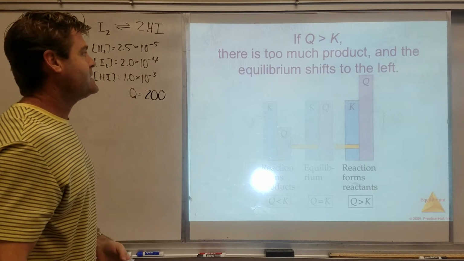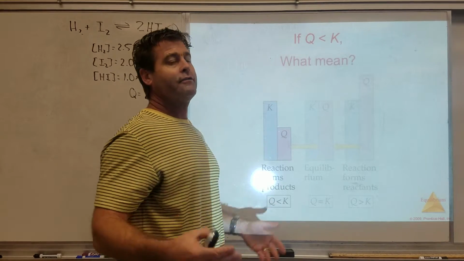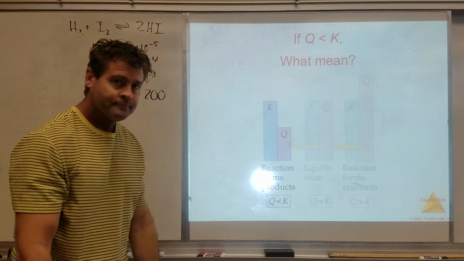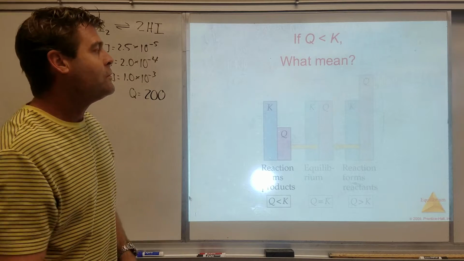And then you can imagine, what if you take some values, plug them in, and solve for the Q value, and your Q is less than the value of K? So you got a smaller number. Remember the K for this particular reaction is 51.